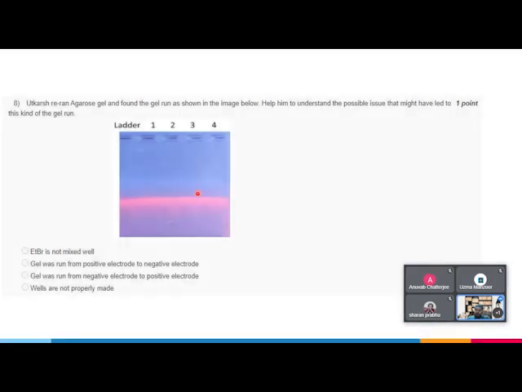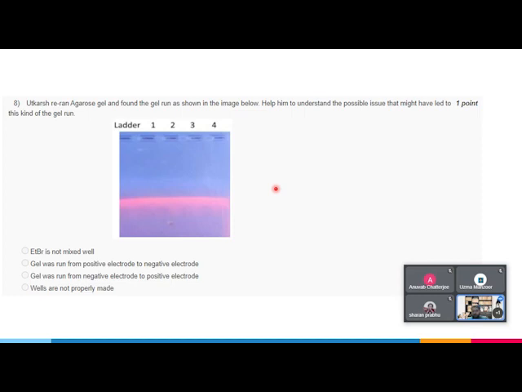Next, Utkarsh went ahead and reran the gel, and after running the gel, he found that the gel looks something like this. He found a uniform layer of DNA. So everything that is pink marked is DNA. So he formed a uniform layer of DNA. So again he has this problem with his gel, and he is asking what can be the problem.